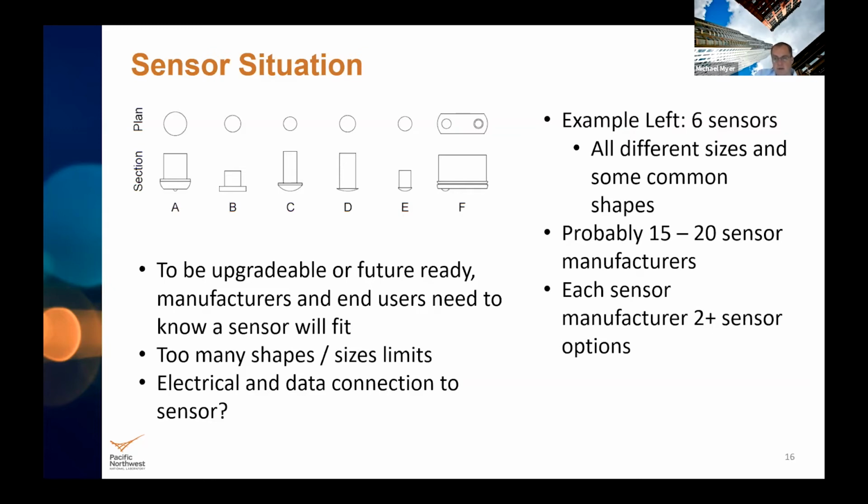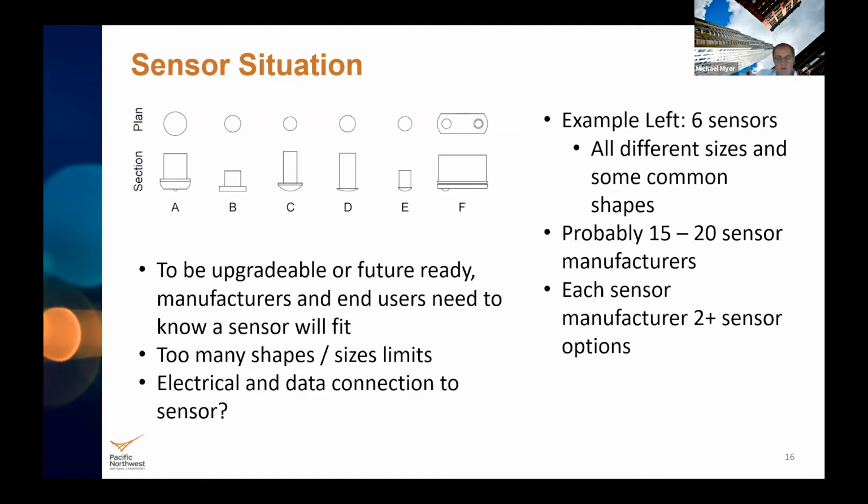I like to think of the sensor shape analogy as the flip phone days: every time you changed phones or vendors, you ended up having to get a new connector for your charger. We all remember how frustrating and inefficient that was. Well, sensors are not far off. There is a lack of standardization, as shown by all the different shapes and sizes. Those I showed you were mostly rounds, but there are also squares and rectangles that I didn't capture in this diagram. So that's a limitation for upgradability in the future, as well as for making things future ready.